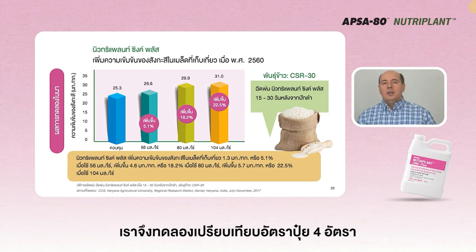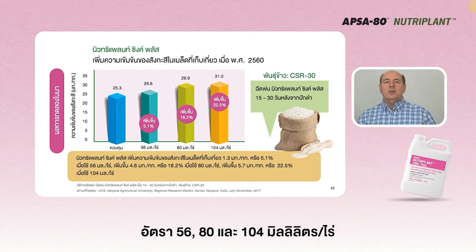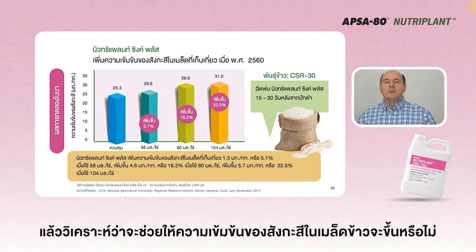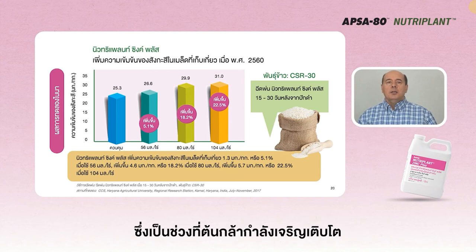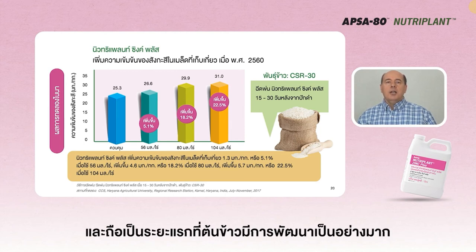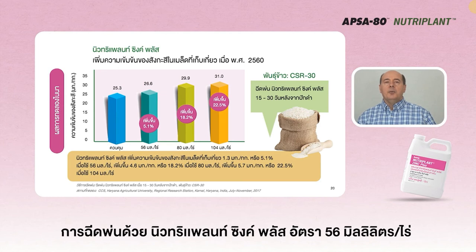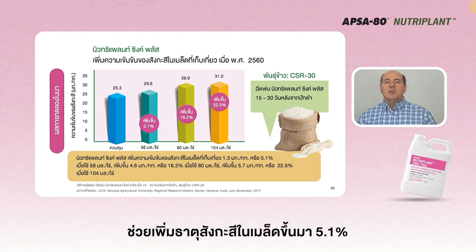We compared different rates of NutriPlan ZincPlus at 350 milliliters per hectare, 500 milliliters per hectare, and 650 milliliters per hectare to see how much we are improving the zinc concentration in the grain of rice. NutriPlan ZincPlus was applied 1 time at 15 to 30 days after transplanting, which is early in the season and during the seedling stages. With the application of NutriPlan ZincPlus at 350 milliliters per hectare, we improved the zinc concentration in the grain by 5.1%.